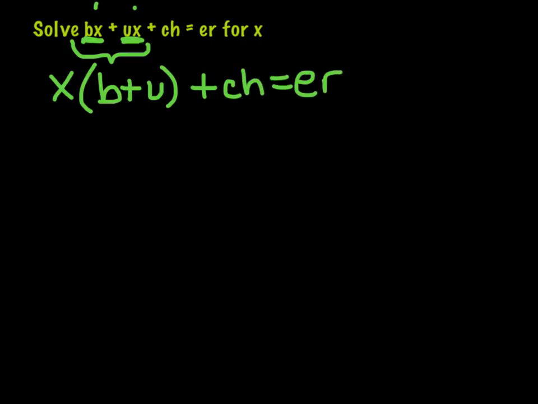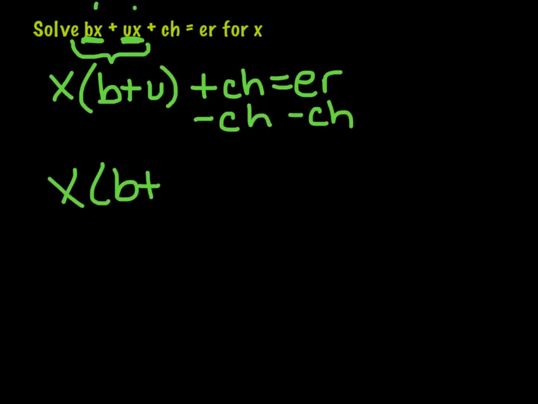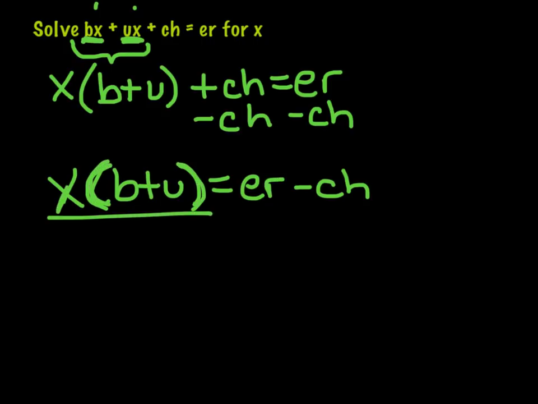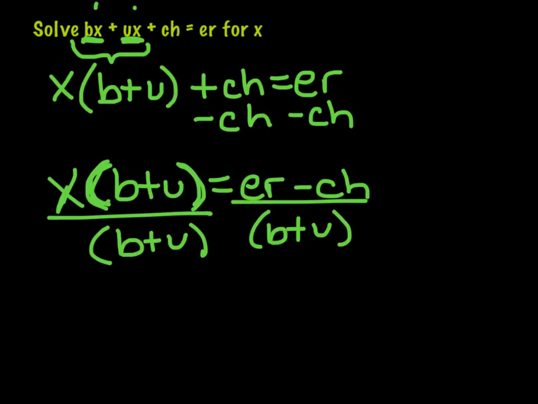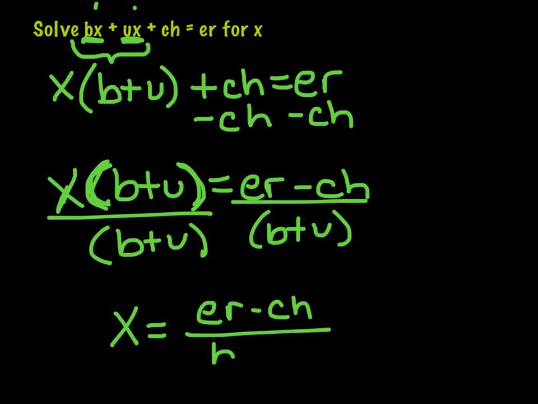So the next thing I want to move is the ch, and I have x times (b plus u) equals er minus ch. And then, since I just want to get x by itself, and this is all a group that's being multiplied by x, I can just divide by that same group, b plus u, and divide this by b plus u. So I now have x equals (er minus ch) all over (b plus u).